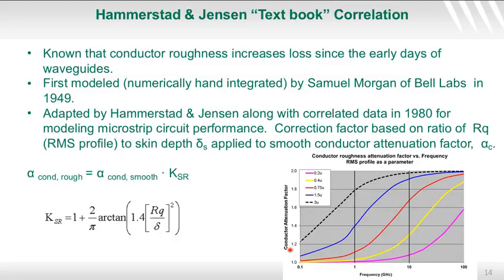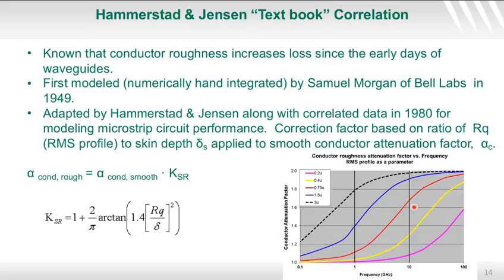If we plot this conductor attenuation factor against frequency for a range of roughness values from about 0.2 micron RMS to 3 micron RMS, which covers about the total range of commercial copper foils that you'll see, you get traces that look like this.